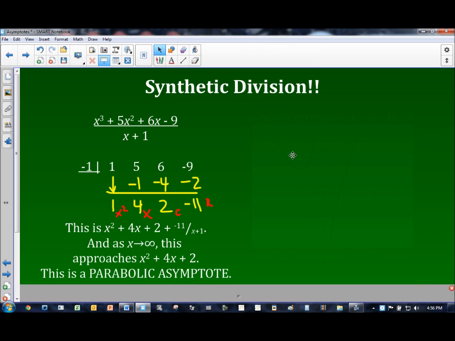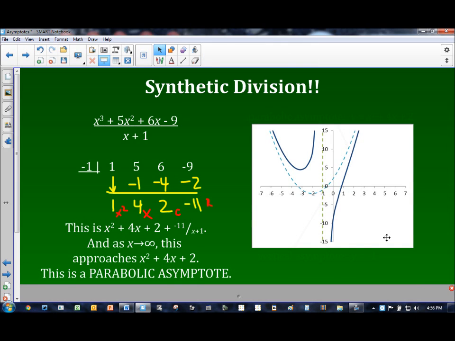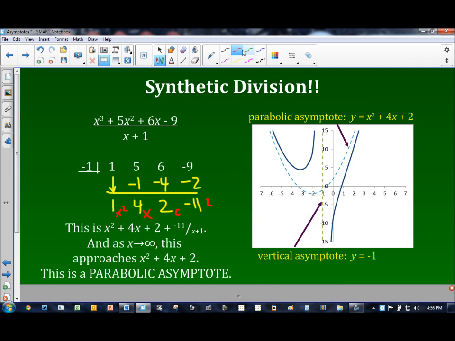So let's look at what that looks like. Here's the graph right here with the asymptotes drawn in. And this right here is my parabolic asymptote of y equals x squared plus 4x plus 2. And then this right here is my vertical asymptote of y. Oh, that's not right. That is my vertical asymptote of x equals -1. And I hate to end a video on a mistake like that, but sometimes that's what happens.